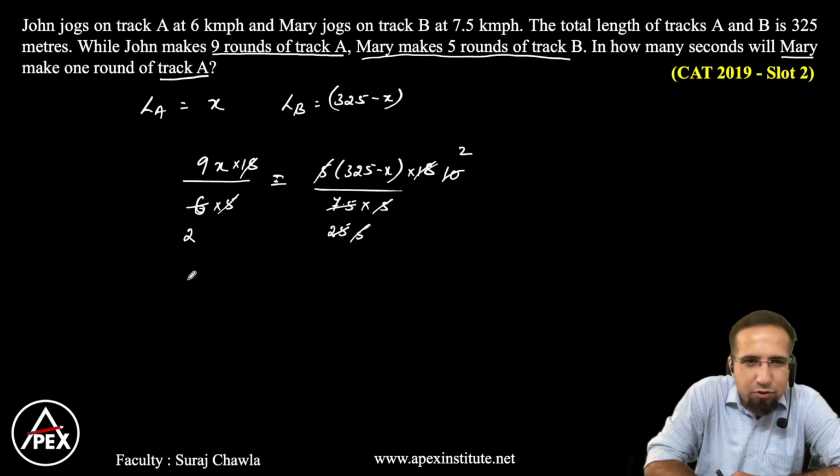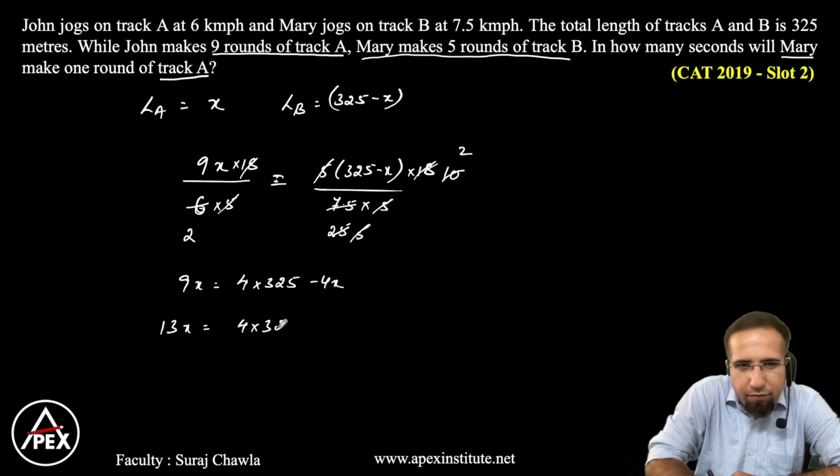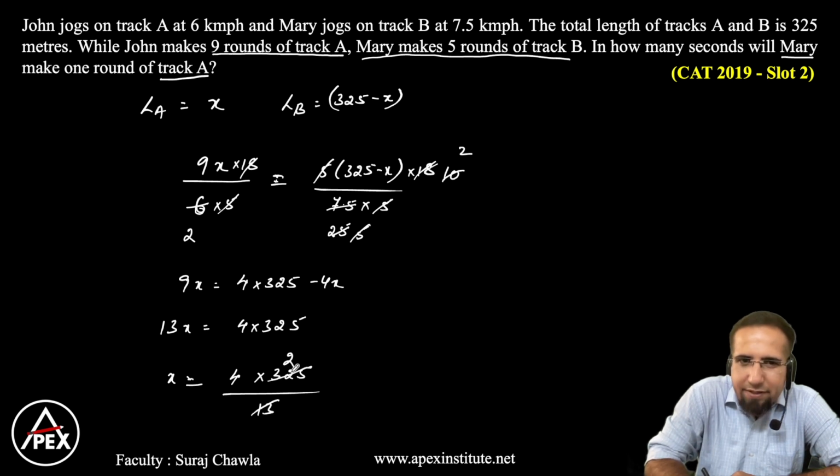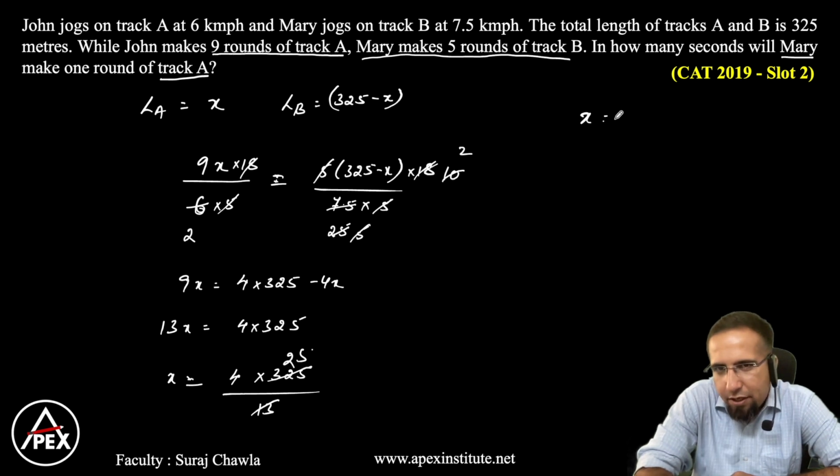When we cross multiply, so what do we have? We have 9x is equal to 4 into 325 minus 4x. Or we have 13x is equal to 4 into 325. Or we have the value of x is equal to 4 into 325 divided by 13. So this is 13 2s are 26, 65, 13 5s are 65. So the value of x here is going to be 100 meters. That is track A.